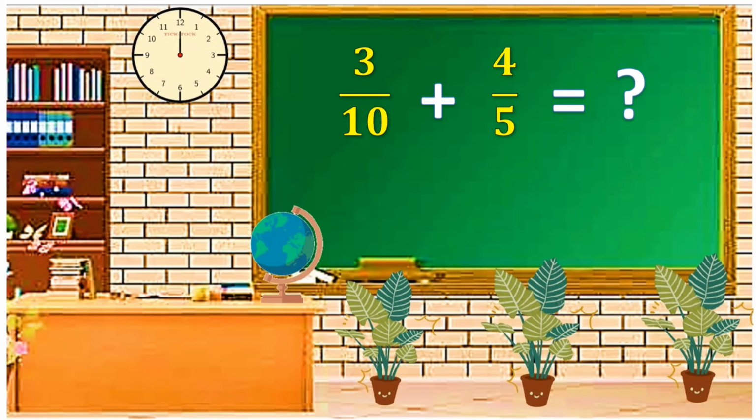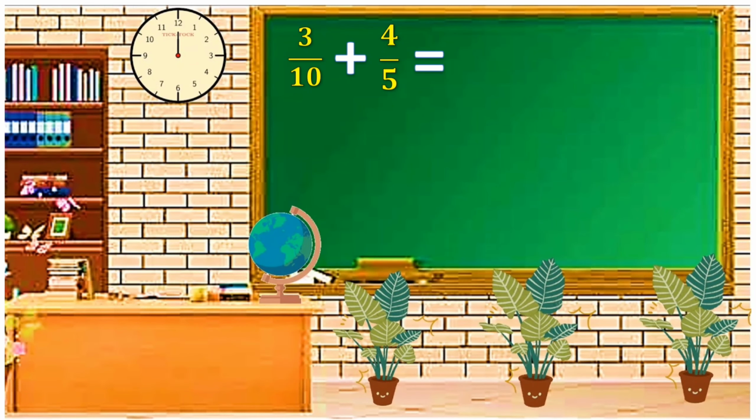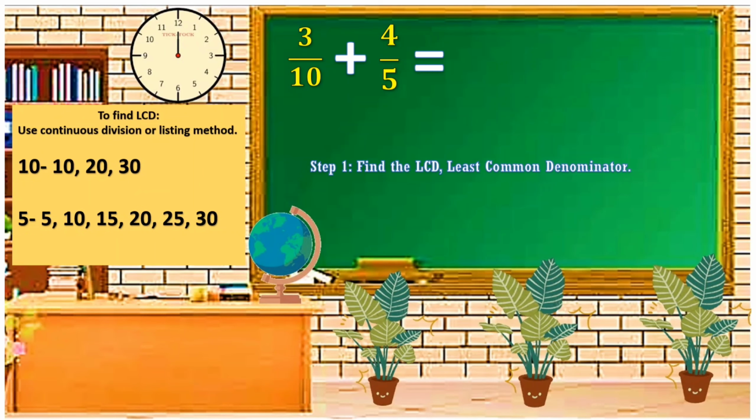3/10 plus 4/5. These fractions are dissimilar fractions. They have different denominators. Step 1, find the LCD or the least common denominator. To find the LCD, we will use the continuous division or the listing method. In this case, I use the listing method.